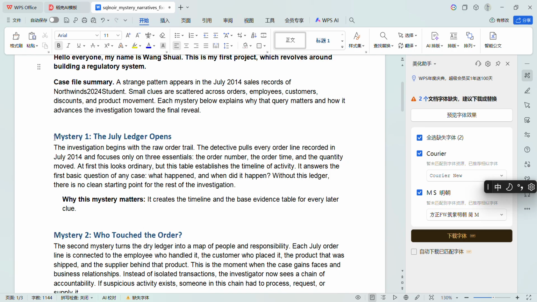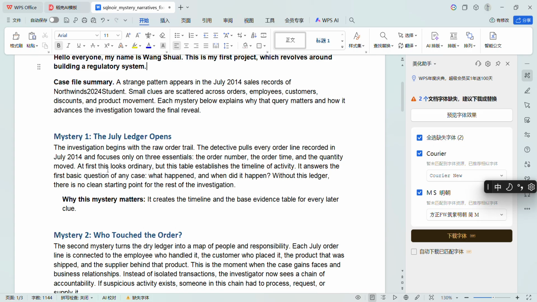Okay, let's see. Mystery one. The jury later opens. The investigation begins with the role of the chair. The detective reports every order line recorded in July 2014 and focused only on three essentials: the order number, the order time, the quantity moved.